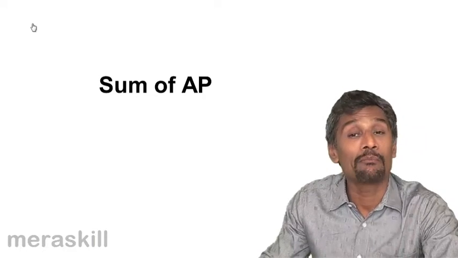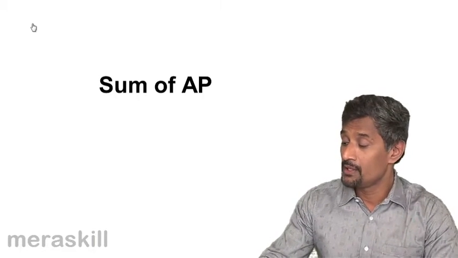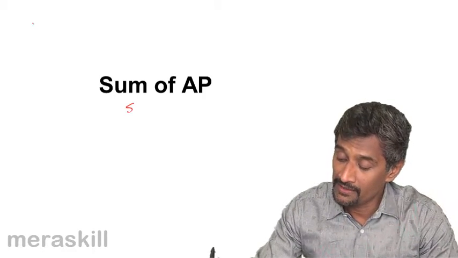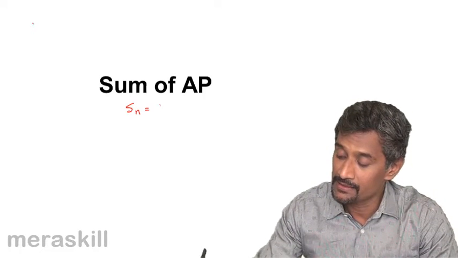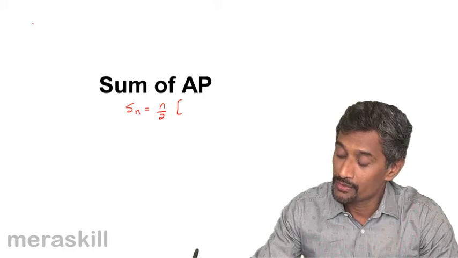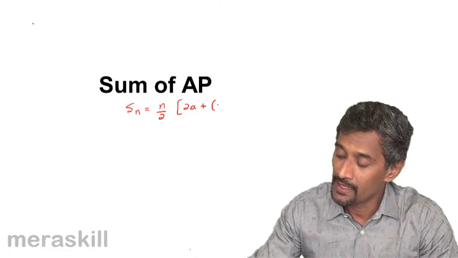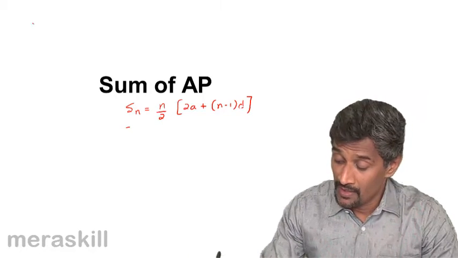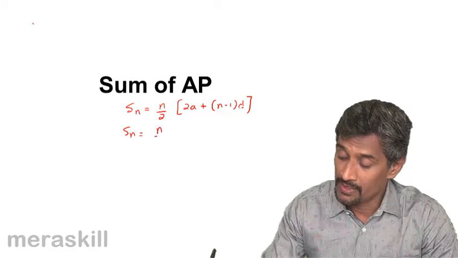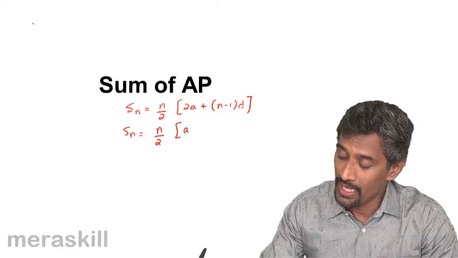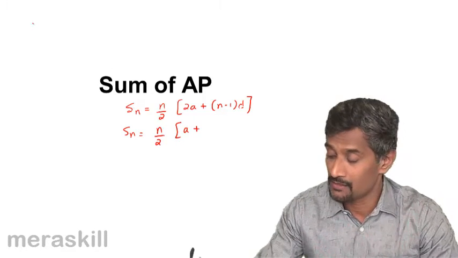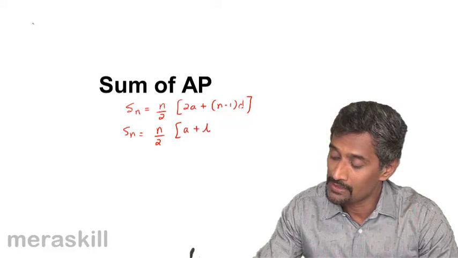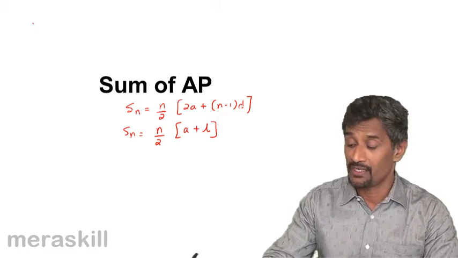Furthermore, we have sum of AP. Remember, we have done the formula for sum of n terms of an AP. Sn is n by 2 into 2a plus n minus 1 into d. This is one formula. And Sn could also be written as n by 2 into a plus the last term, which we can say T1 plus Tn, or a plus L, where L is the last term.